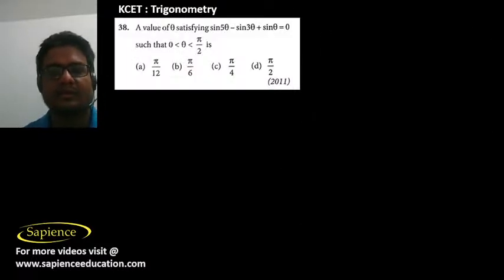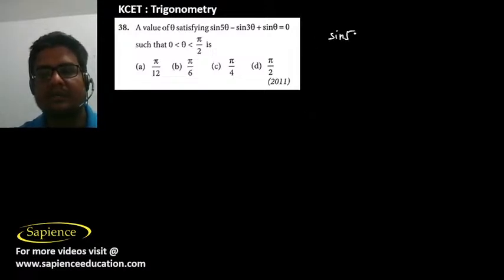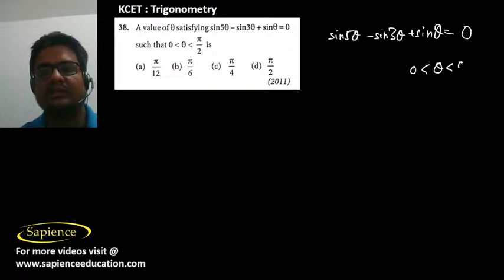And in question number 38, it has been told to find the value of theta satisfying sine 5 theta minus sine 3 theta plus sine theta is equal to 0, and theta is an acute angle, means theta is greater than 0 and less than pi by 2. So theta is an acute angle.